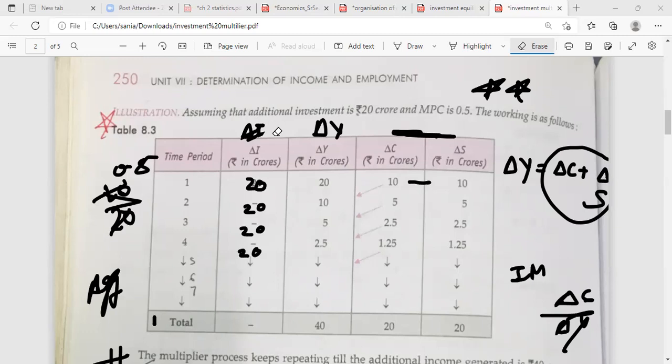Done, students? Schedule is done. Yes, ma'am. Done.